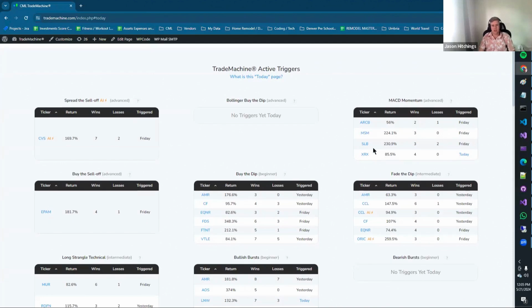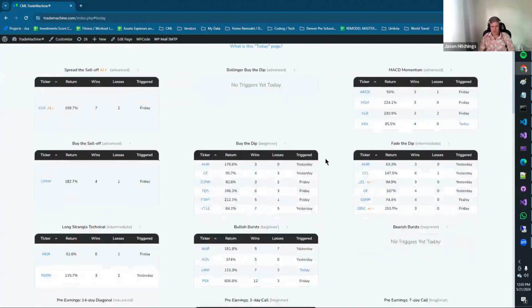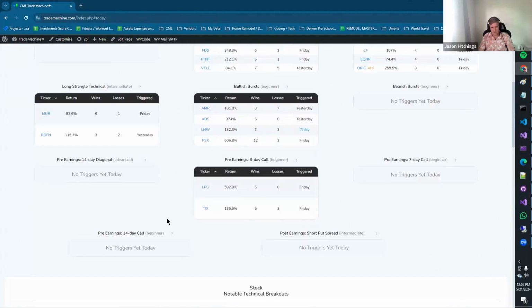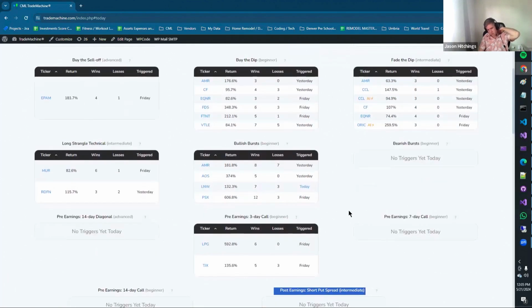So these are things that have traded in the last few days. Anything that's blue here that says today, traded today. There's about 13 different strategies here. When you're in earnings season, you see more pre-earnings stuff. And when you're just coming out of earnings season, you see a little bit of post-earnings stuff, depending on what's going on.